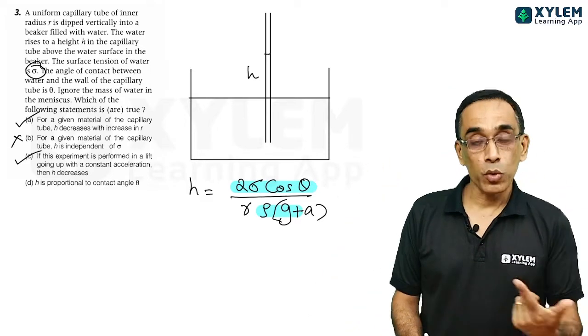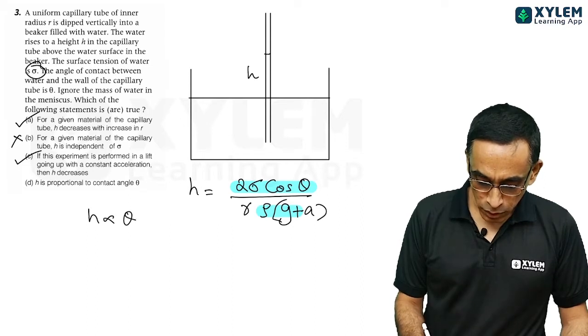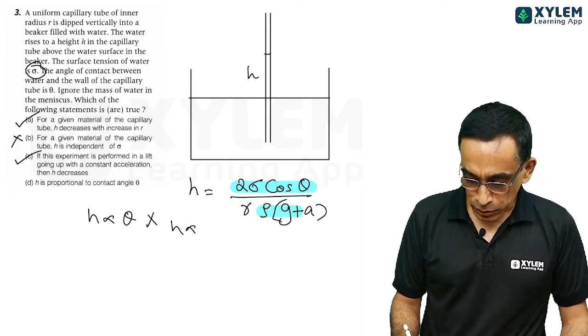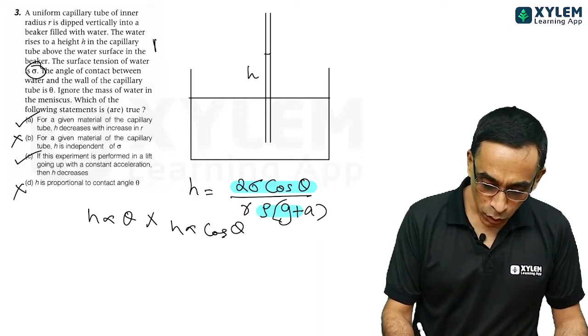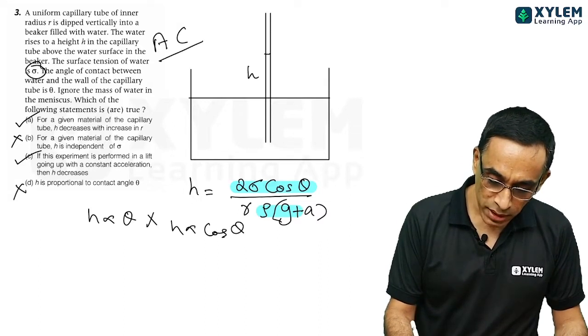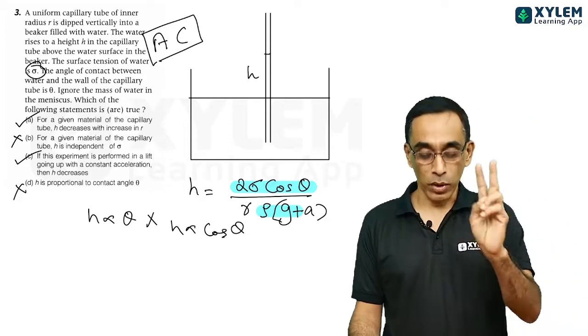H is proportional to contact angle theta. H is not proportional to theta, right? H is proportional to cos theta. So here option D is about theta. So you can say option A is correct, option C is correct. A and C are the 2 correct options.